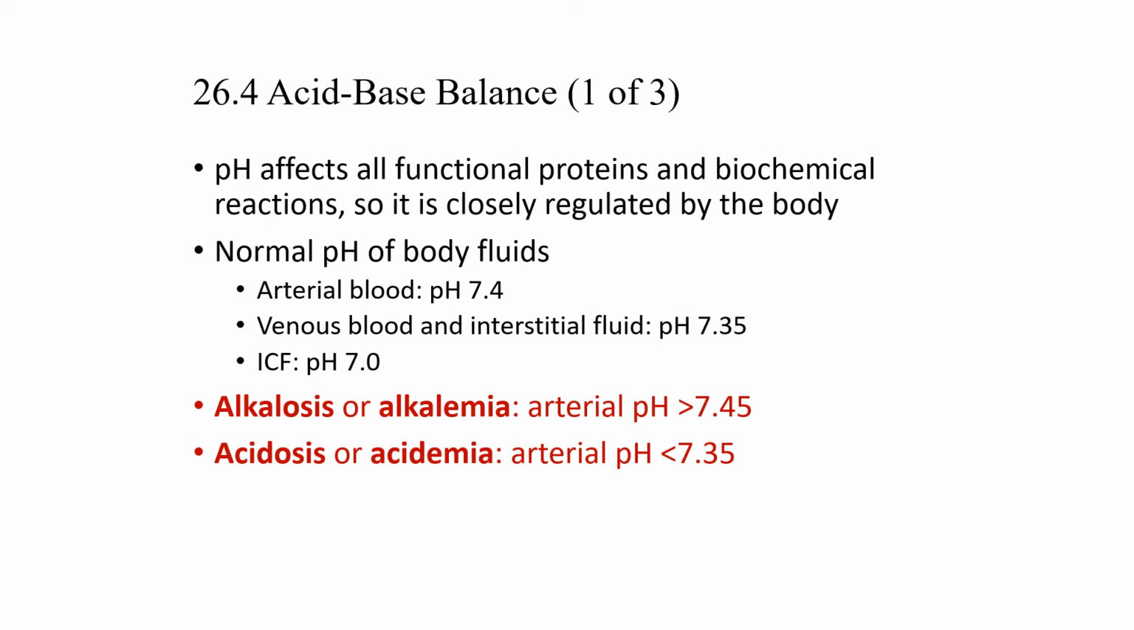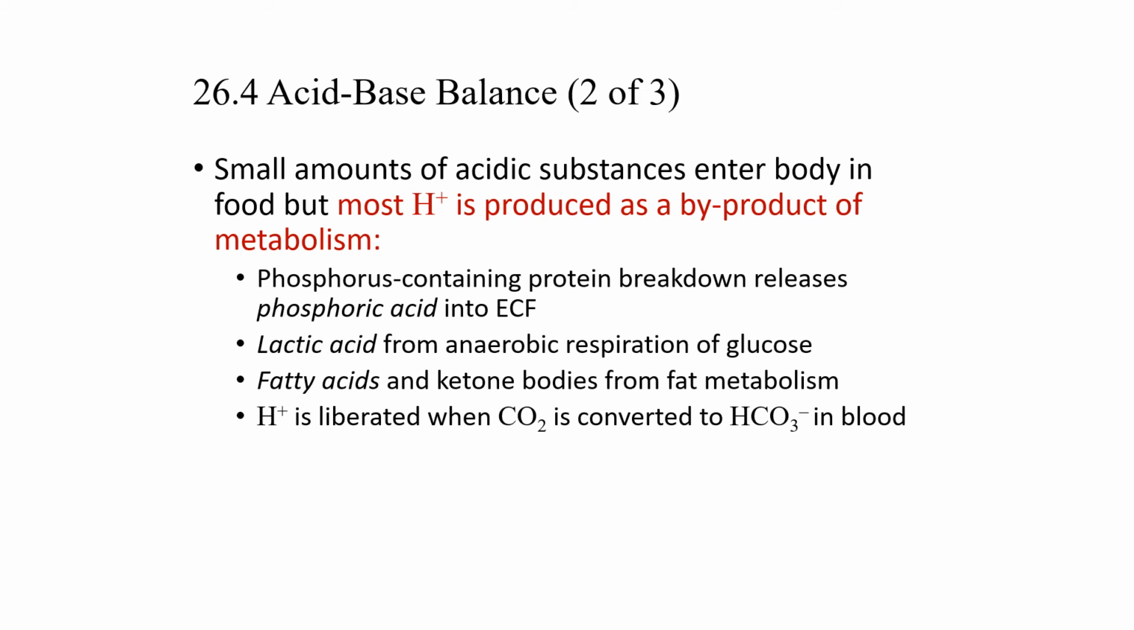Alkalosis is when arterial pH is greater than 7.45, and acidosis is when arterial pH is less than 7.35. Please note, this is a very, very tight balance. All right? So let's pay attention here. Small amounts of acidic substances enter by food, but most of the proton is produced as a byproduct of metabolism.